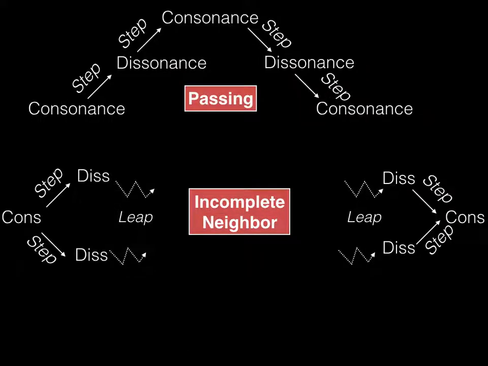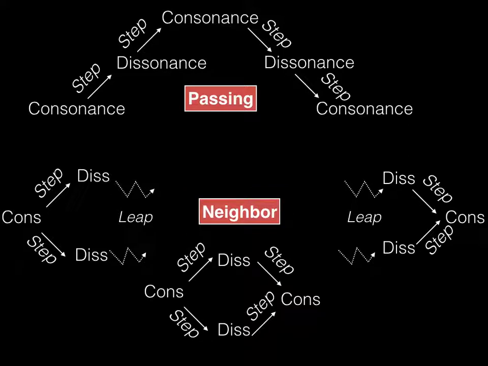Now we can also talk about incomplete neighbors. Incomplete neighbors are when you step up to a dissonance and then you leap away from it, or you leap into a dissonance and you step down to a consonance. And so it's basically a neighbor motion where one of the consonances is just cut out. That's why we call it an incomplete neighbor. And we'll see a couple of these in a second.